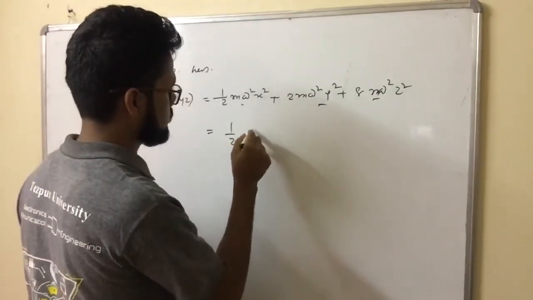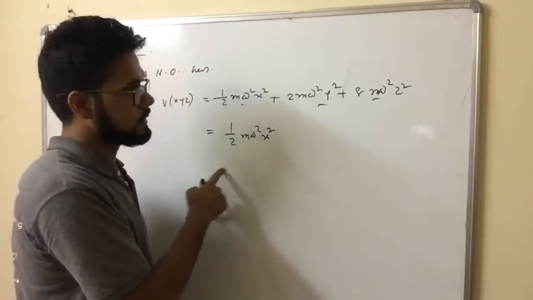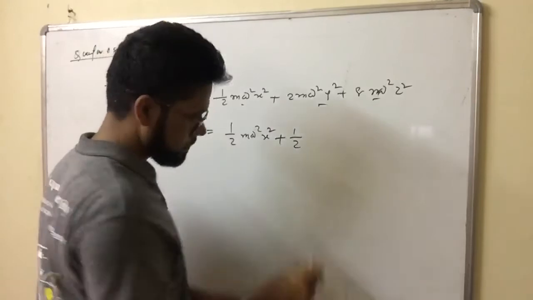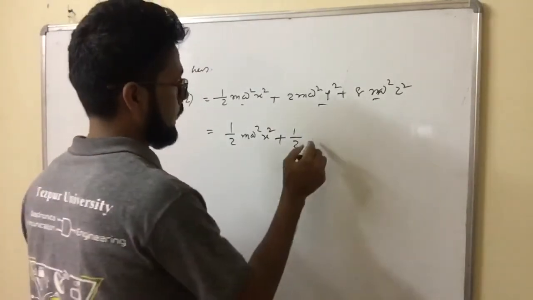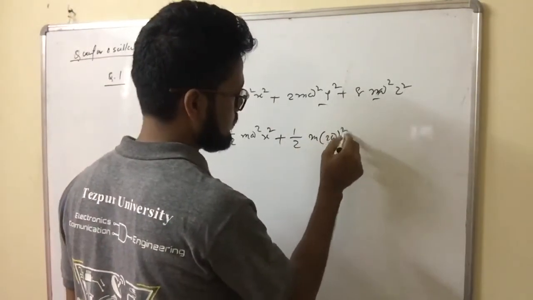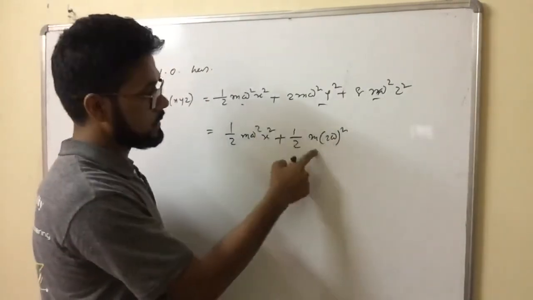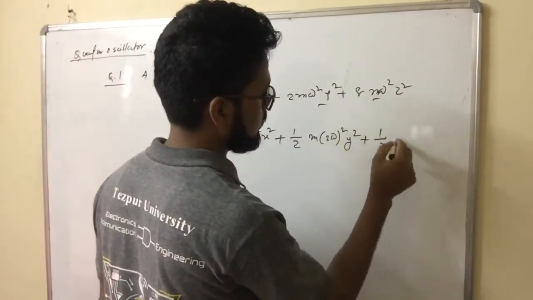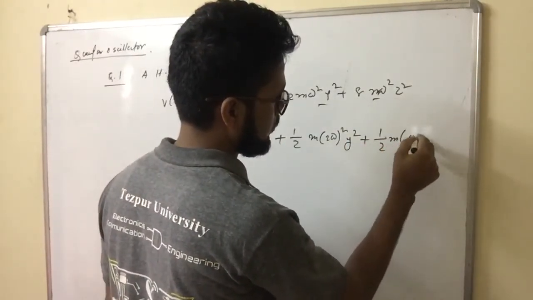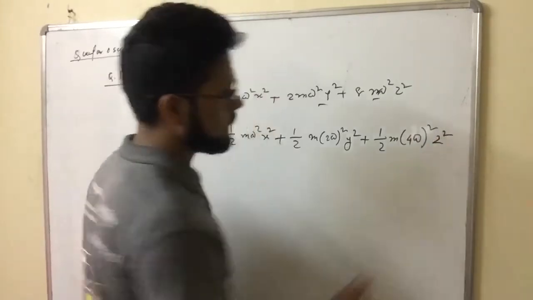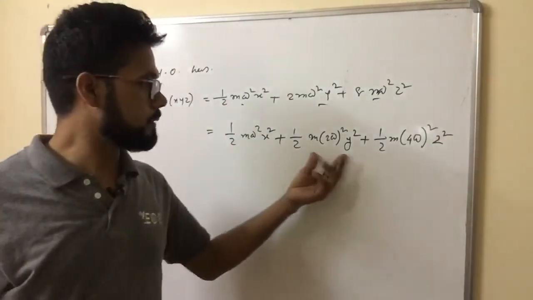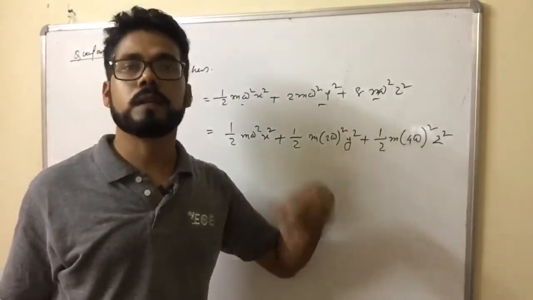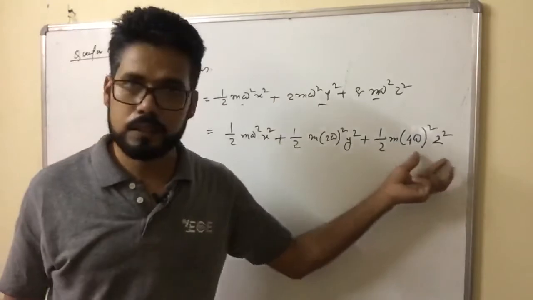Okay, (1/2) m omega square, it is already in standard form. First term. The second term I can write (1/2) m twice omega square, is it okay? 4 is 2, now it is standard form, y square. Now I can write (1/2) m 4 omega square z square. Is it standard form? Half m omega square. This is omega, twice omega means omega y, 4 omega means omega z. Omega x square, omega y square, omega z square. Now it is standard form.